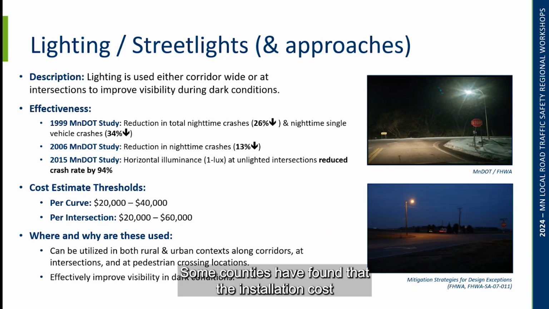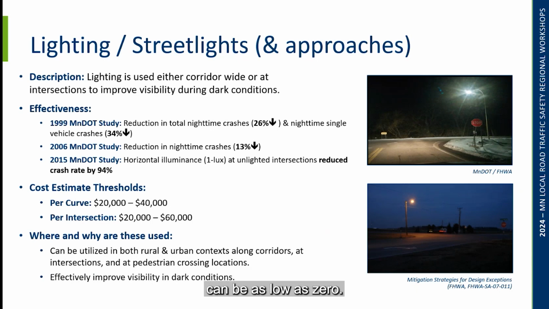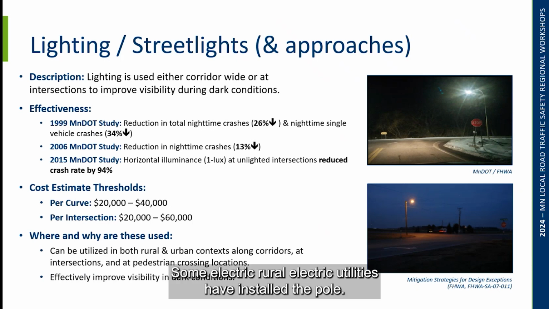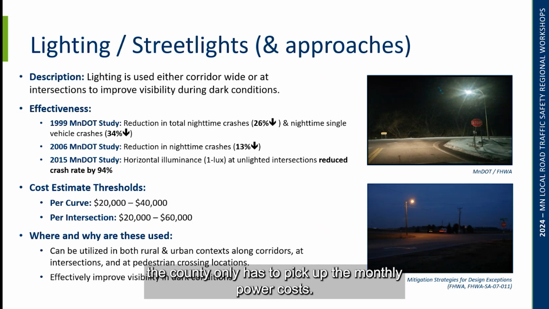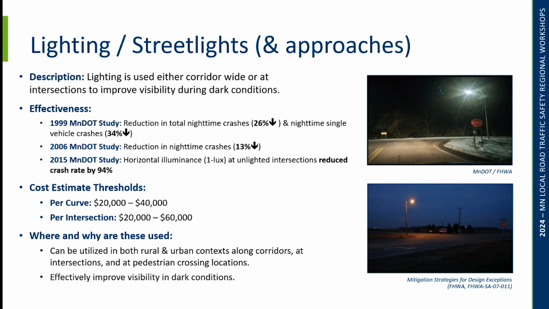Some counties have found that the installation cost can be as low as zero. Some rural electric utilities have installed the pole, davit arm, and luminaire at no cost, which means then the county only has to pick up the monthly power costs.